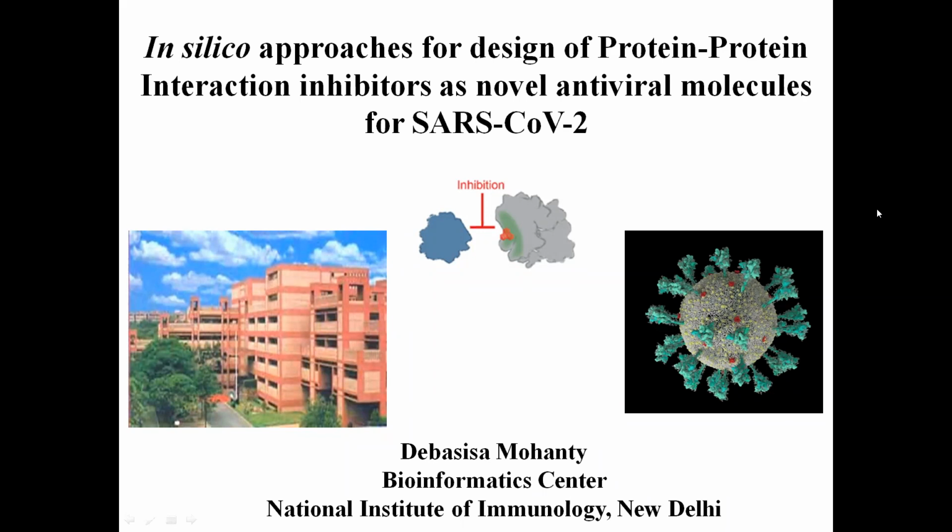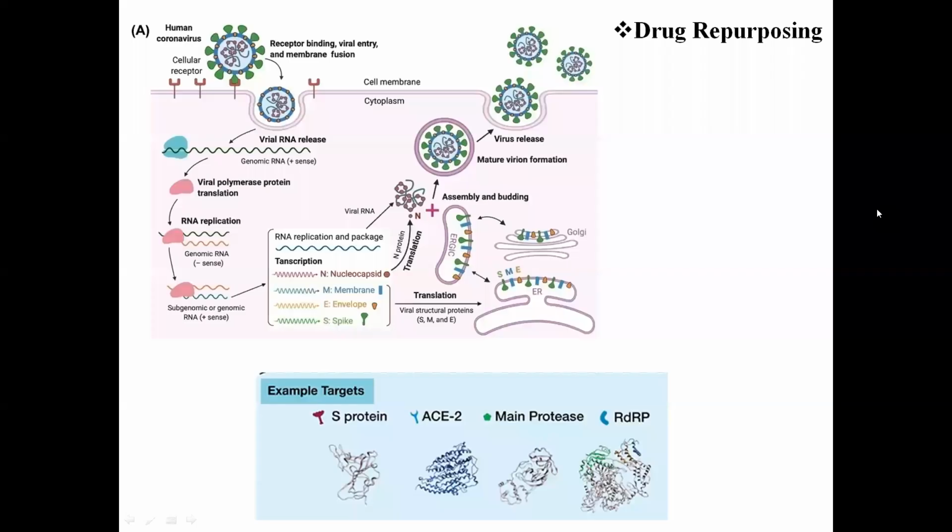my talk is going to be on computational approaches for design of protein-protein interaction inhibitors to find new antivirals, probably for SARS-CoV-2. So this is a very specific application. What I would talk to you about is, first, explain what a protein-protein interaction inhibitor is and why we are looking for this. Before we go to that, as you know, this slide would be common to all of you.